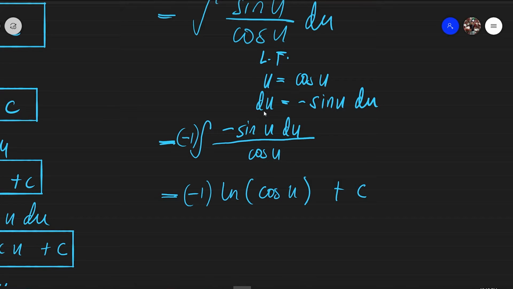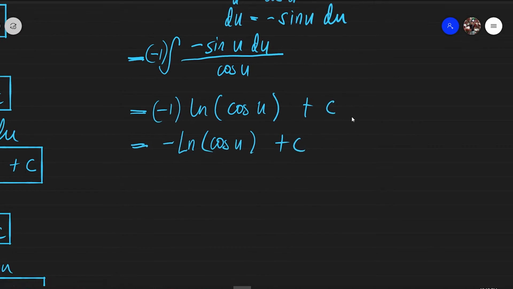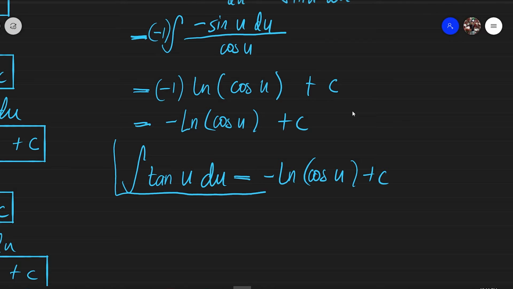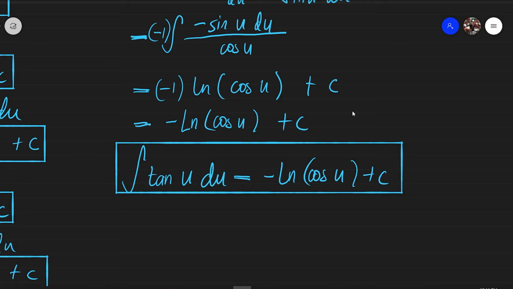Simplifying this further, this will be equal to the negative ln cosine u plus c. So this is our answer. Therefore, we can say that the integral of tangent u du is actually equal to negative ln cosine u plus c. Now, this is another formula. This formula is just derived, by applying the logarithmic function formula of integration. So this is another formula for the trigonometric function tangent u.